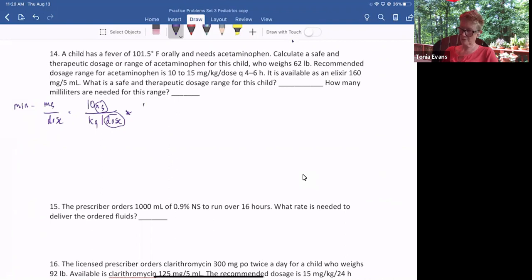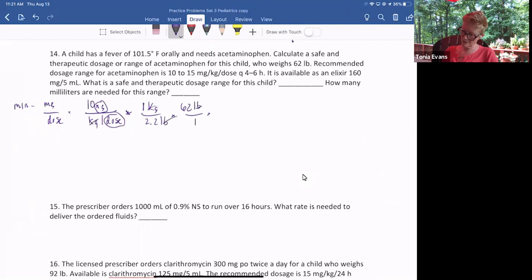Oh my gosh, I'm having a brain cramp. No, we need dose. Oh my gosh, I'm sorry. Milligrams per dose, I need to get rid of kilograms. Oh, 1 kilogram is 2.2 pounds. I am indeed human. You guys knew that already.